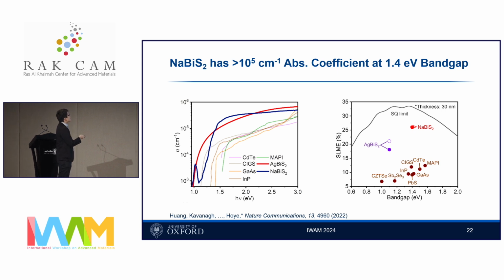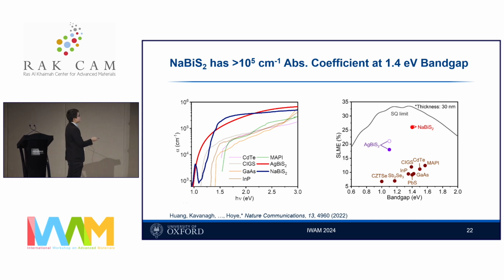And another important and interesting feature is that this material is a very strong light absorber. So you can see from this plot of this blue line here, which represents the absorption coefficient for sodium bismuth sulfide, it's a lot higher than what you find in methyl lead-halide perovskite and other established thin film materials.